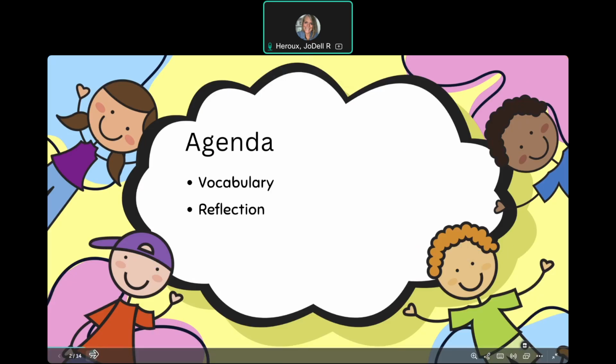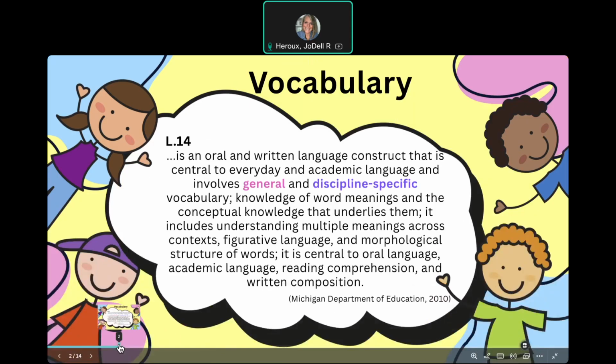Okay, so according to the Michigan Department of Education literacy standards, vocabulary is an oral and written language construct that is central to everyday and academic language and involves general and discipline-specific vocabulary. So we're going to talk more about what each of those means in just a few minutes.